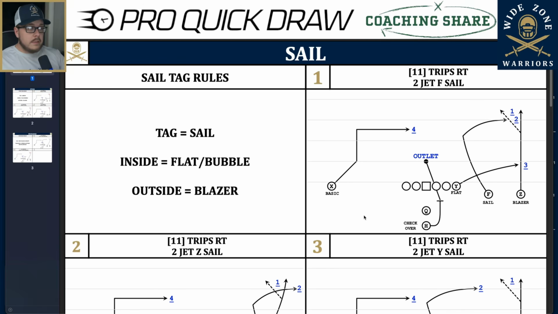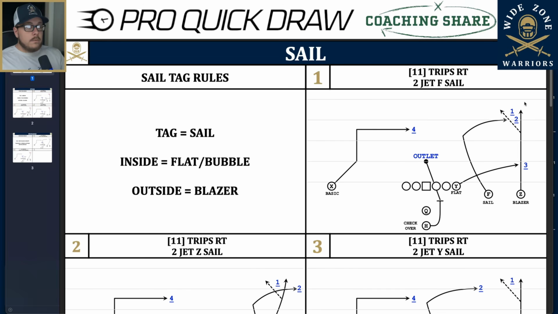Here's our PDF. This is what we did today. We've got one concept here. We've got sail. These are our tag rules. Our tagged receiver has the sail route. Who's inside, he's got the flat route or the bubble route. Who's the outside, he's got the blazer route. Then we have our automatic backside basic. That's for all my passing concepts.